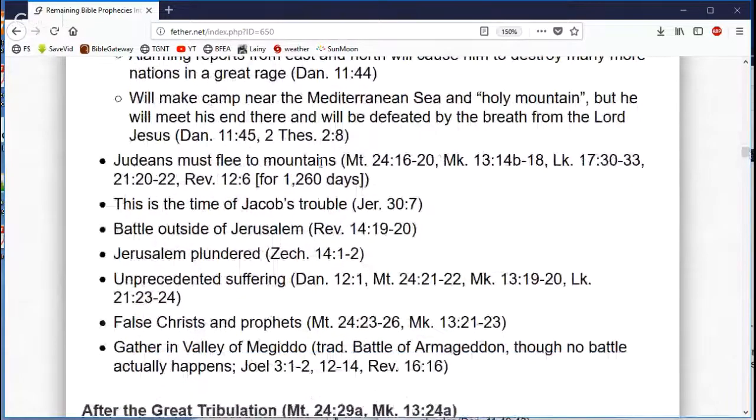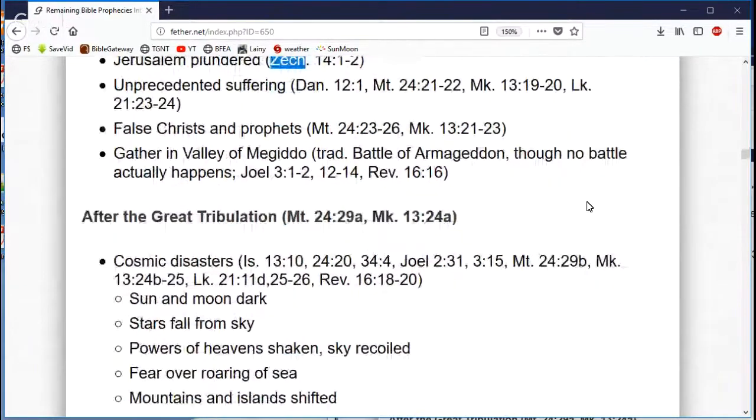And then that's when the Judeans are told to flee to the mountains. This is not the church coming out of any institution. This is people in Judea running to the mountains when they see the temple desecrated. It's very literal. And that is the beginning of what is called in Jeremiah, the time of Jacob's trouble. And there's a battle, Jerusalem plundered, unprecedented suffering. That's what I mentioned before about the plundering in Zechariah 14. And false prophets, and then people gather in Megiddo. Remember I mentioned that? Battle of Armageddon. No battle actually happens. We can see that in Joel and Revelation.